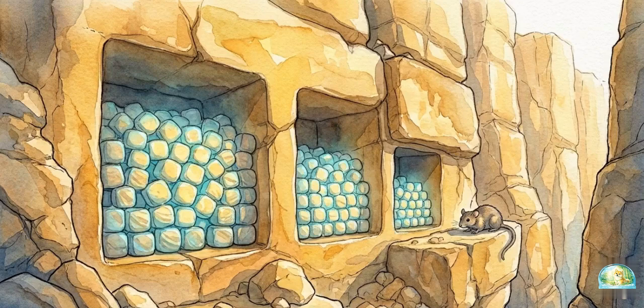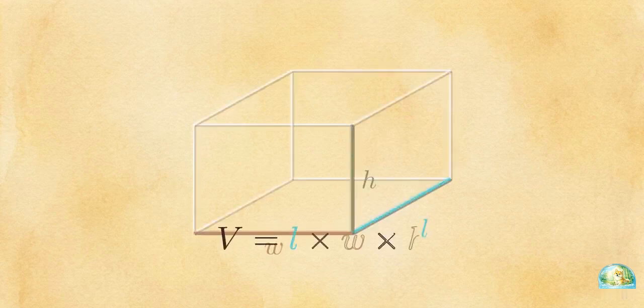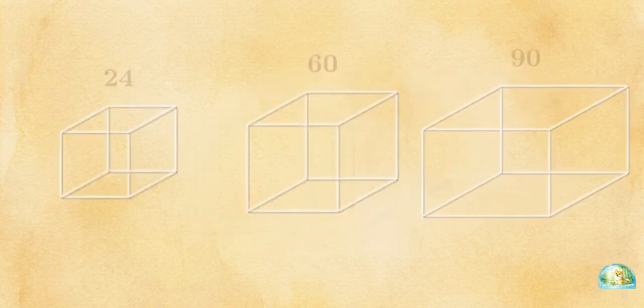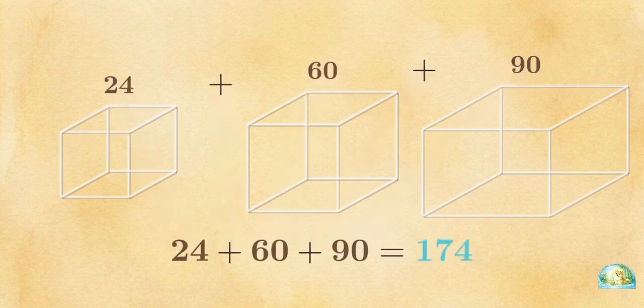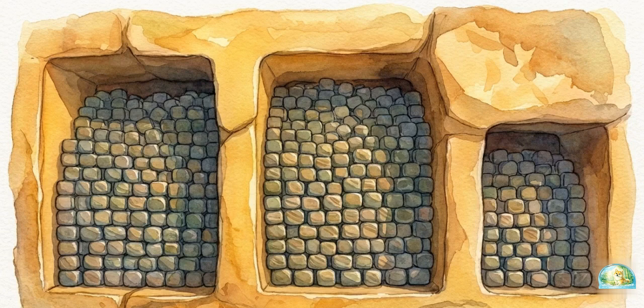Looking at all 3 chambers, we can see how much work the formula saved. Volume equals length times width times height. This multiplication replaces the need to count every stone. To find the capacity of the entire den, we add the separate volumes of 24, 60, and 90 together. Multiply the edges for a single room and add the rooms to find the total.